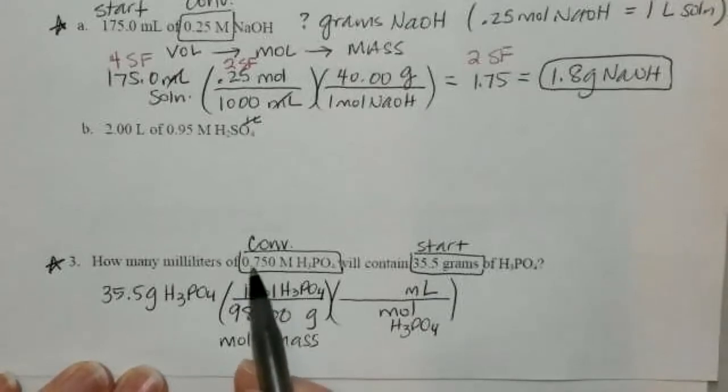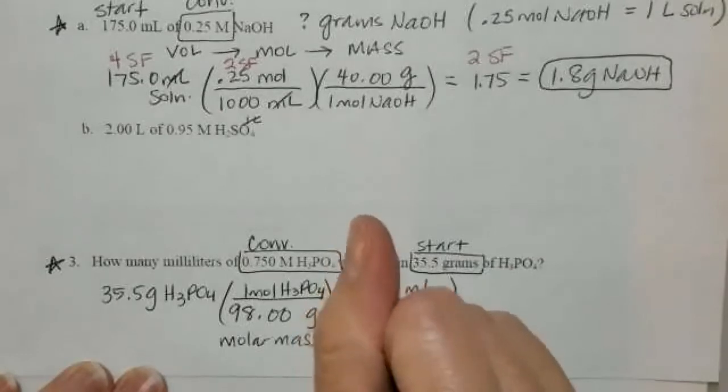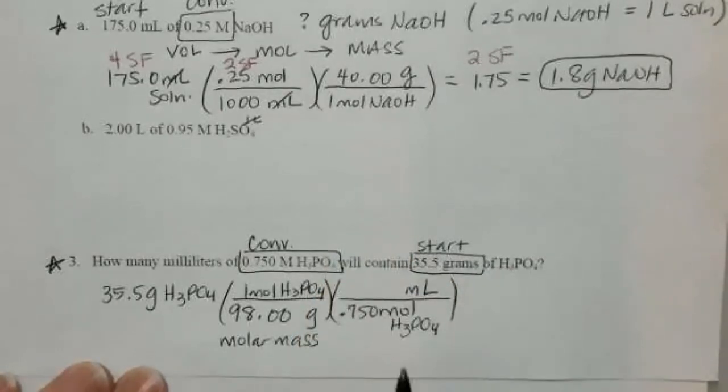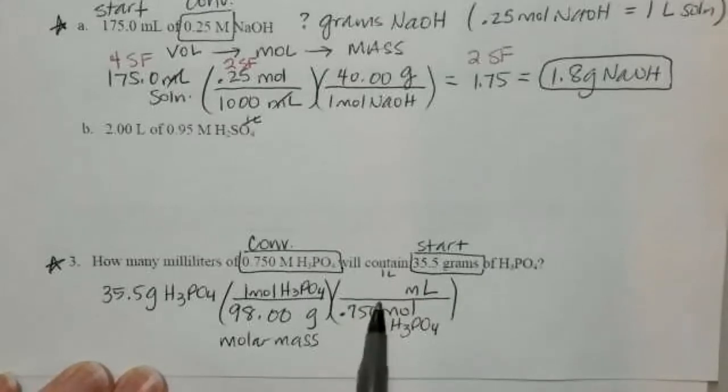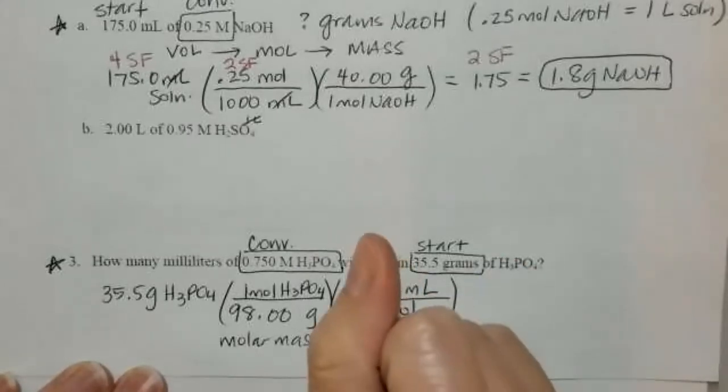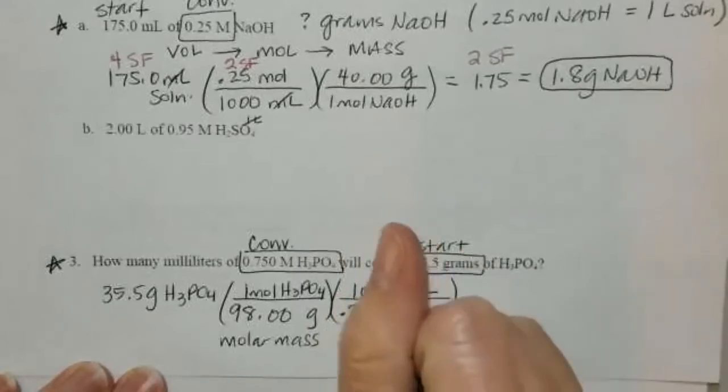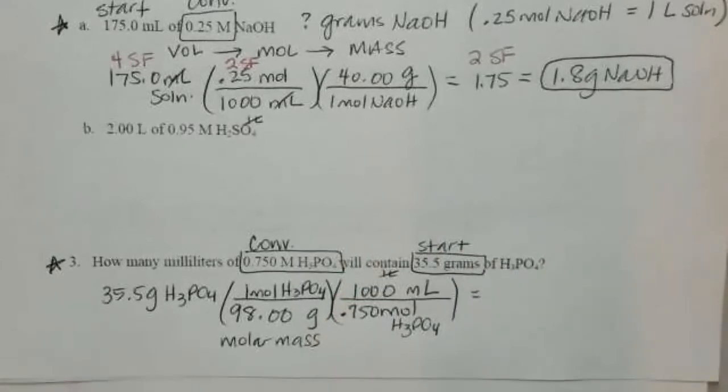And the molarity, the 0.750, is the number of moles. So that'll go where moles goes, on the bottom in this case. So 0.750 moles of phosphoric acid. And again, that would be per 1 liter technically. But what we can do, since we want milliliters, like we did in the last example, is substitute 1,000 milliliters for a liter, since those are the same. So I'm going to take my 35.5, divide by 98, multiply by 1,000, and then divide by 0.750.